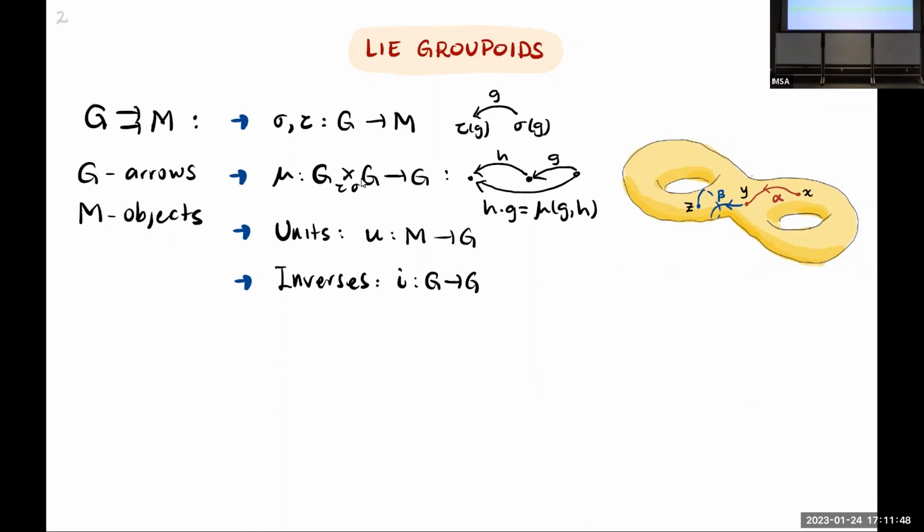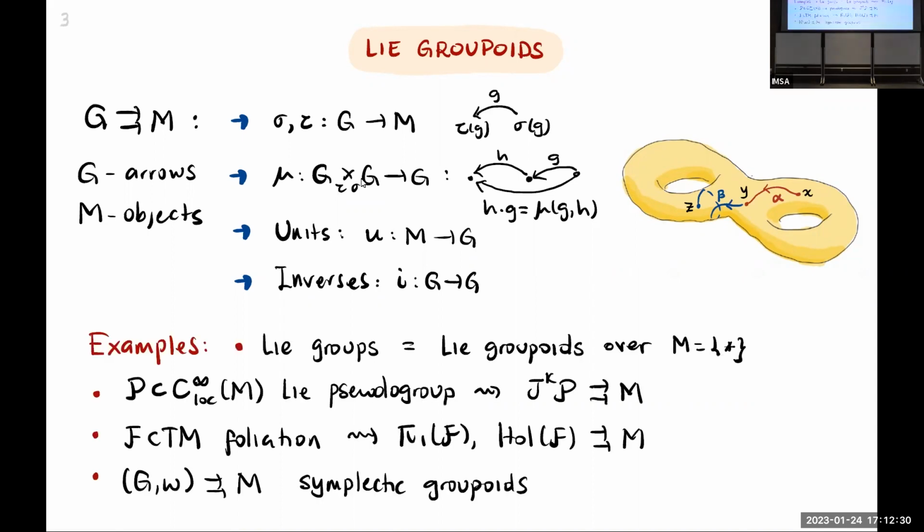Okay. You also have a partial multiplication defined on arrows such that the first one ends at the beginning of the second arrow. And for this multiplication, you will have units, right? For each object, I will have a unit for the multiplication, and I will have inverses. This unit map is an immersion, so I will always think of M inside of G as a submanifold. A prototypical example is the fundamental groupoid, where the arrows are paths modulo homotopy, and you can concatenate two paths whenever the first one ends at the starting point of the second one.